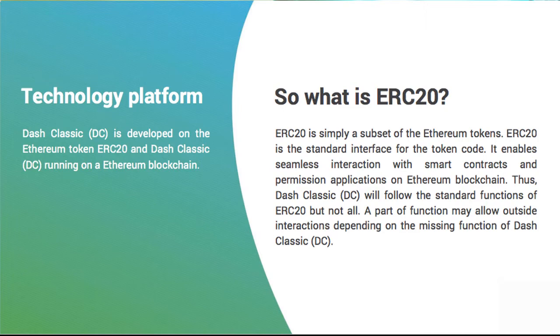ERC20 is simply a subset of the Ethereum tokens. ERC20 is the standard interface for the token code. It enables seamless interaction with smart contracts and permission applications on the Ethereum blockchain. Thus, Classic DC will follow the standard functions of ERC20 but not all. A part of the functions may allow outside interactions, depending on the missing functions of Classic DC.